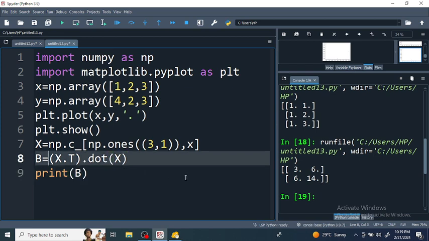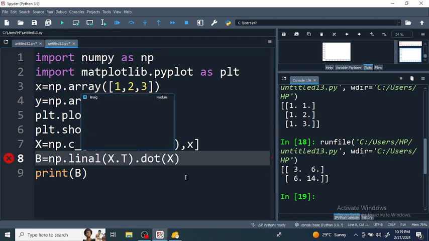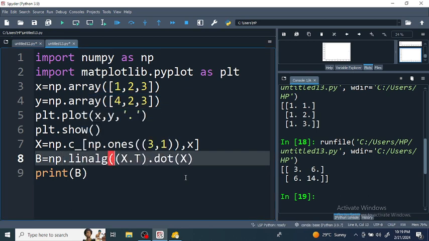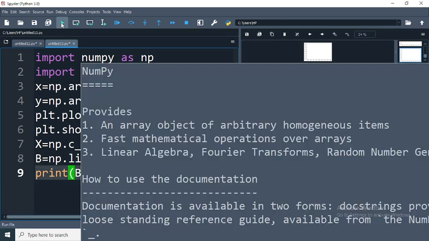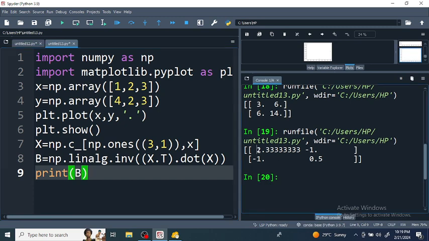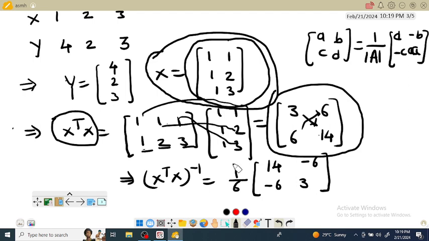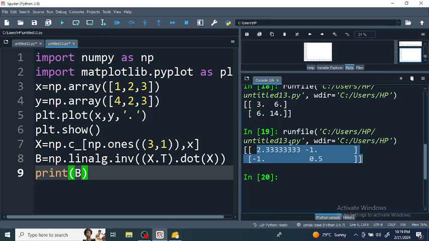So for that we want to use np.linalg.inv, the inverse. Now if you print this, we get the inverse of the given matrix. This is the inverse of the given matrix. We get the same inverse here also. If you simplify this, you will get the same inverse. It is 2.333, minus 1, minus 1.